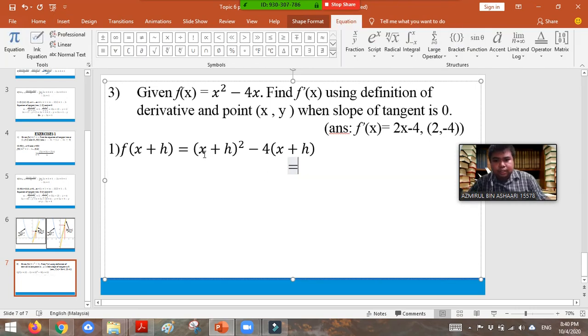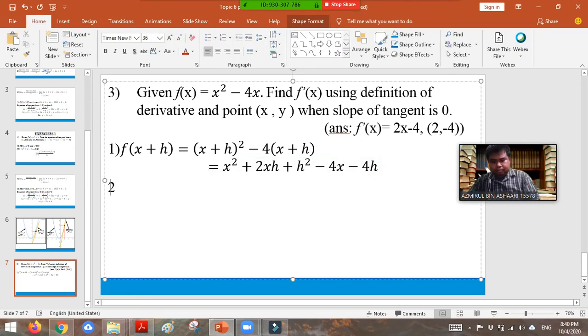We know that (x plus h) to the power of 2: x to the power of 2 becomes x to the power of 2, and then 2 times x times h becomes plus 2xh, and then plus h to the power of 2. Then minus, multiplying inside this one, negative 4 multiplied by x becomes negative 4x, and negative 4 multiplied by h becomes negative 4h.